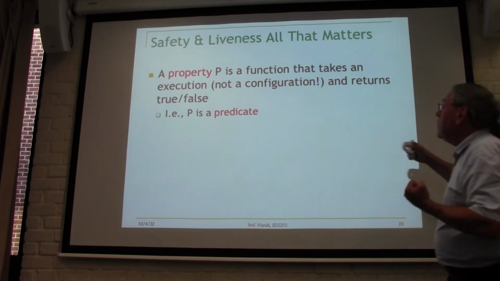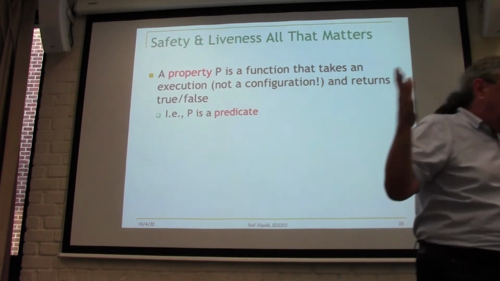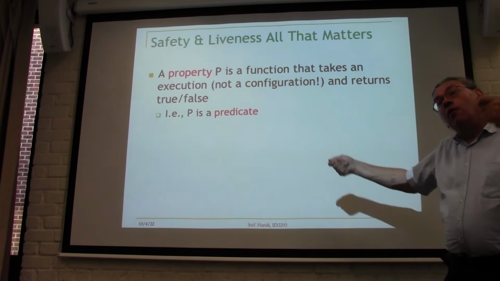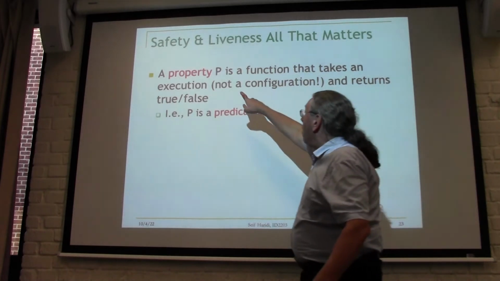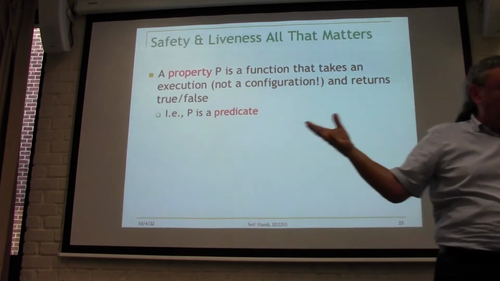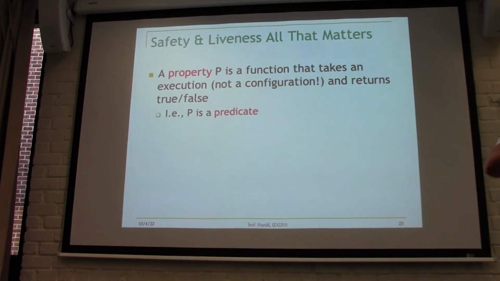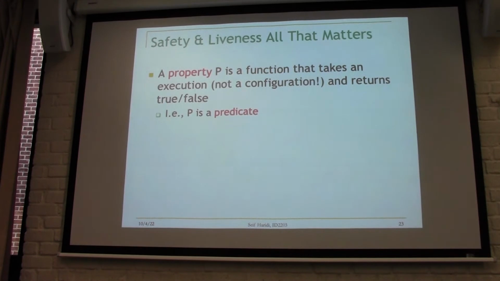Well, it's a function with one argument, and the argument is an execution. That's a big thing, huh? Remember, an execution is an infinite sequence of configurations with events. So it's a property of a whole execution: a function of the whole execution that returns either true or false. Notice it's not a function of a single configuration, not a function of a snapshot. It's a function of the whole execution, and that's very important.